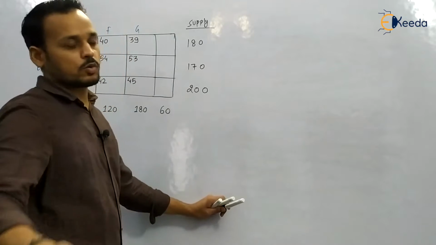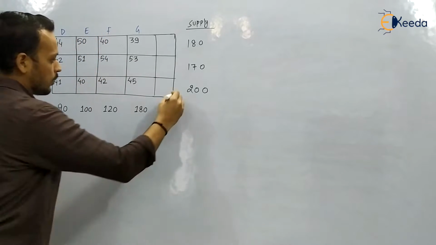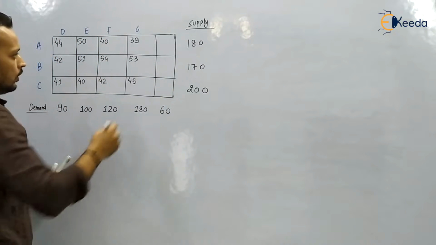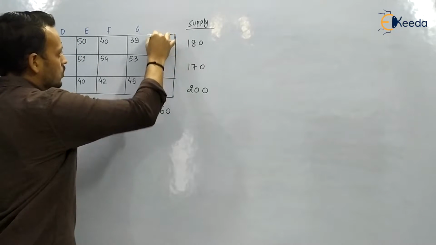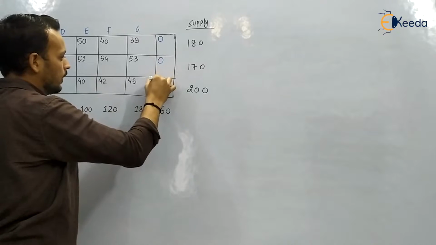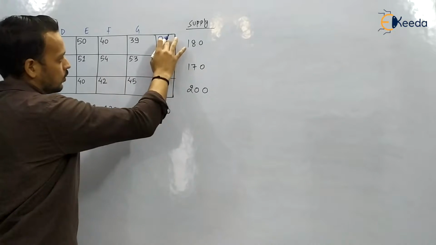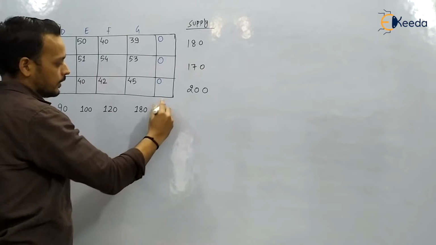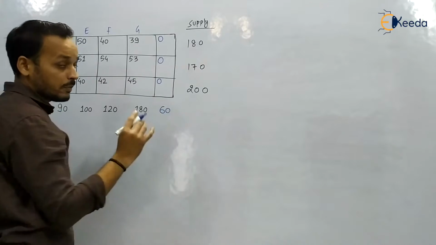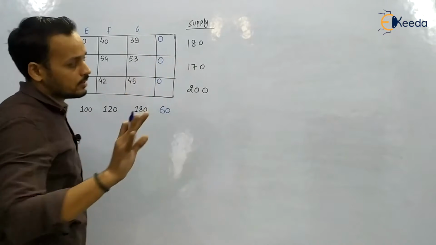Now you know the steps of how to apply Vogel's approximation method. So we will write here 0 0 0. Since it is a dummy, the cost is 0. We introduce a dummy destination which will require 60 units to make it a balanced transportation problem, and the cost is 0.